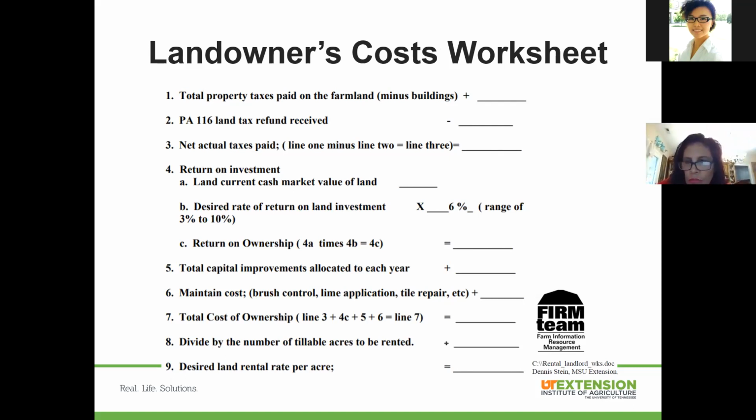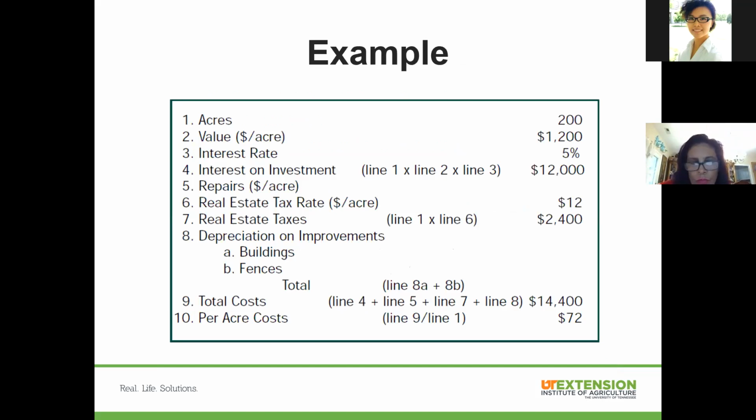That's item 7. And then just divide it by the number of tillable acres to be rented, or just divide it by the number of acres that you are renting. And then that gives you a cost of ownership per acre. So that's equal to your desired land rental rate per acre. And I'll show you an example.